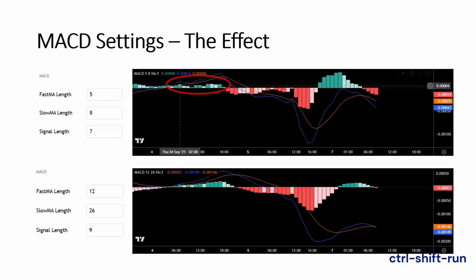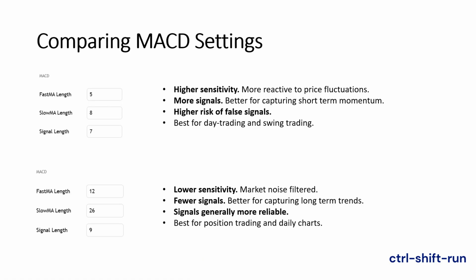Changing the MACD settings to a faster setup like 5, 8, 7 makes the indicator more sensitive to recent price action. The MACD line will react much faster to price changes because the gap between the 5-period and 8-period moving averages is smaller than the standard 12 and 26. This allows you to catch momentum shifts and potential reversals sooner. There will be more crossovers, but there's also a risk of more false signals.